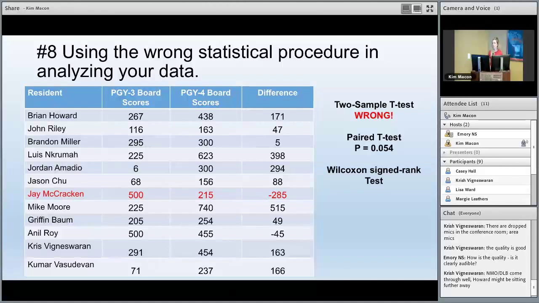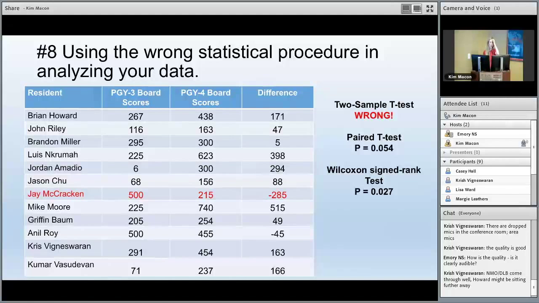How many of you think we should use a Wilcoxon signed-rank test? Okay, some people raised their hand. How many of you know what a Wilcoxon signed-rank test is? Yeah, a non-parametric paired t-test. When you do that, your p-value is 0.027.